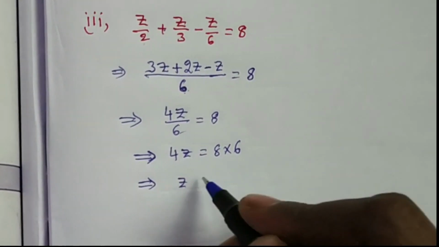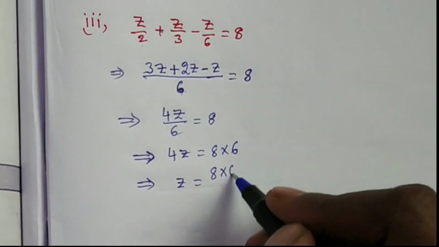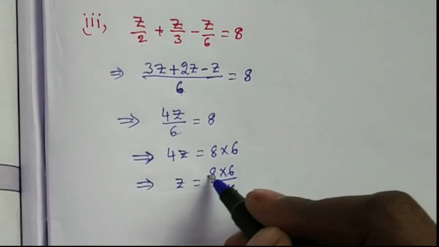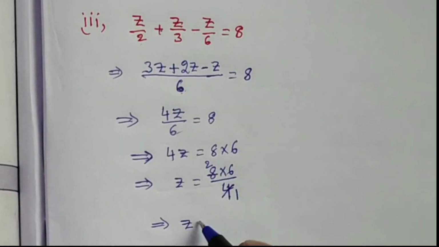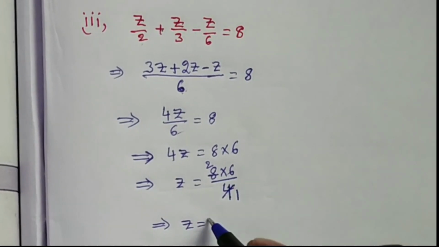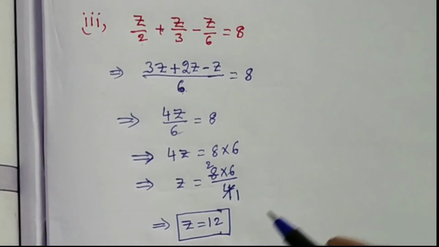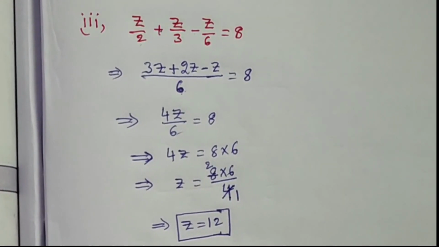And now z is equals to, it will divide 8 into 6 by 4. 4 table in 8, 2 times cancel. So finally z is equals to 2 sixes are 12. So don't multiply here, you can keep it like this for every problem.